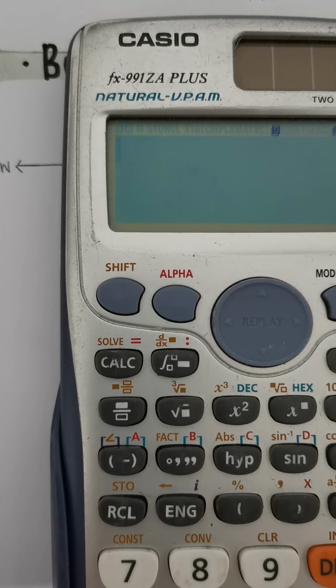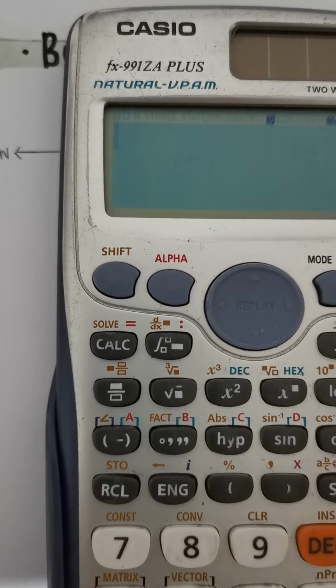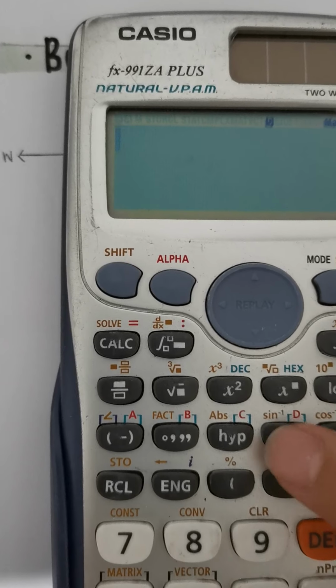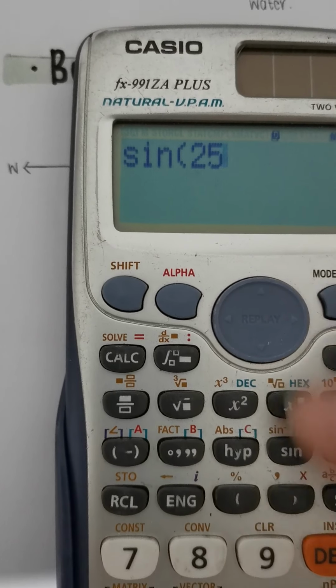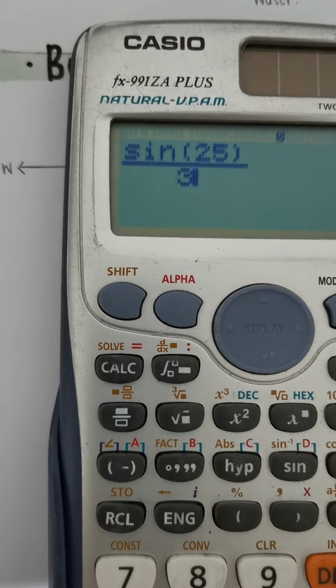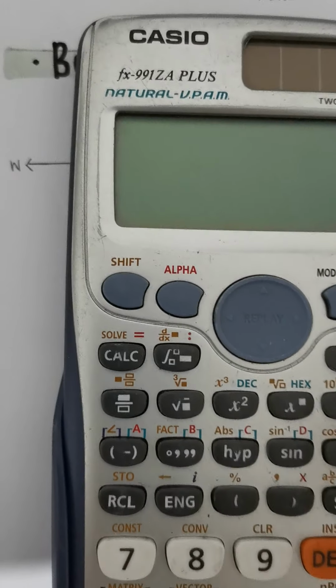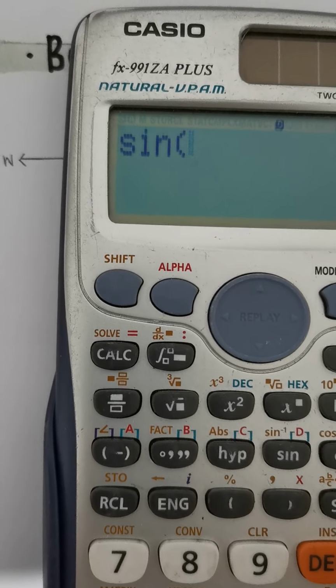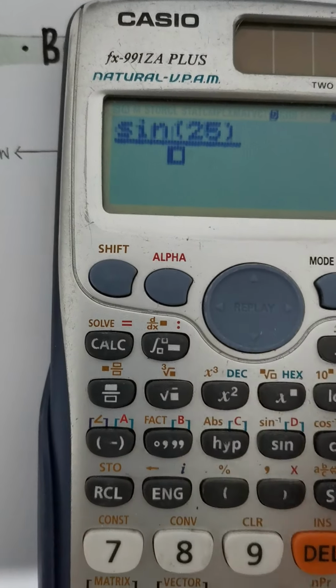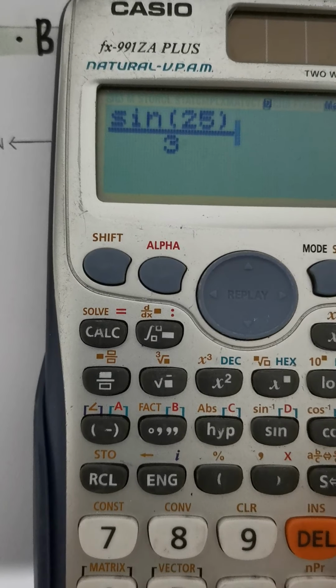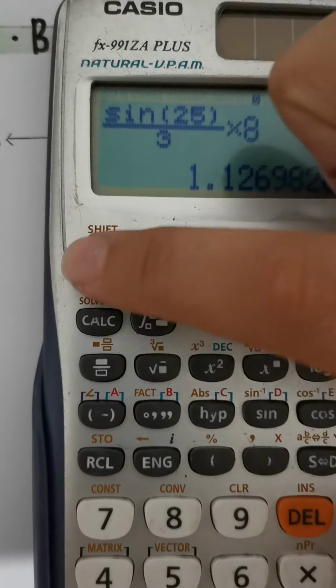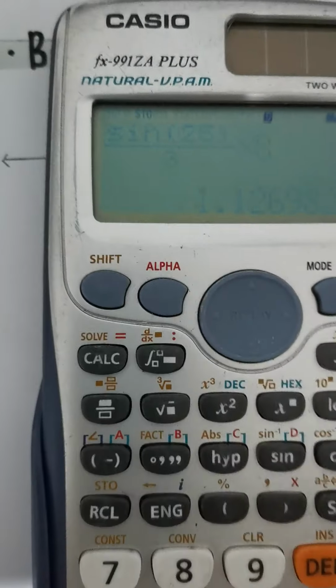Did I store them both at A? Okay, let's start this again. I'm sorry, guys. Sine 25 over 3. Let's go. Shift, Store A. Right. Sine 25 over 3 times 8. Whatever. Shift, Store B. There we go.